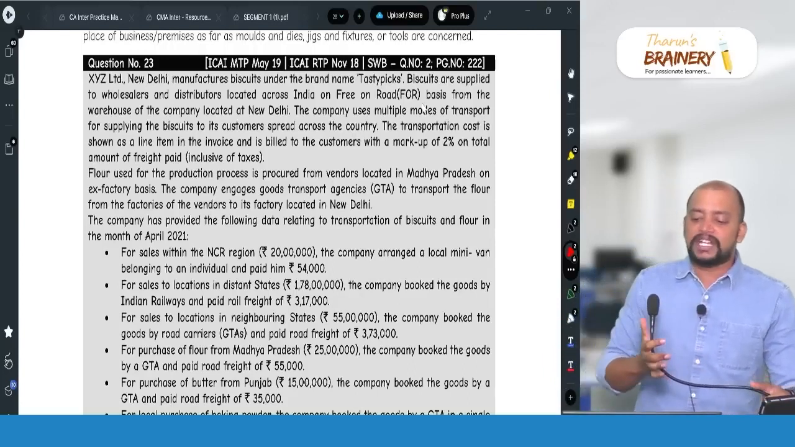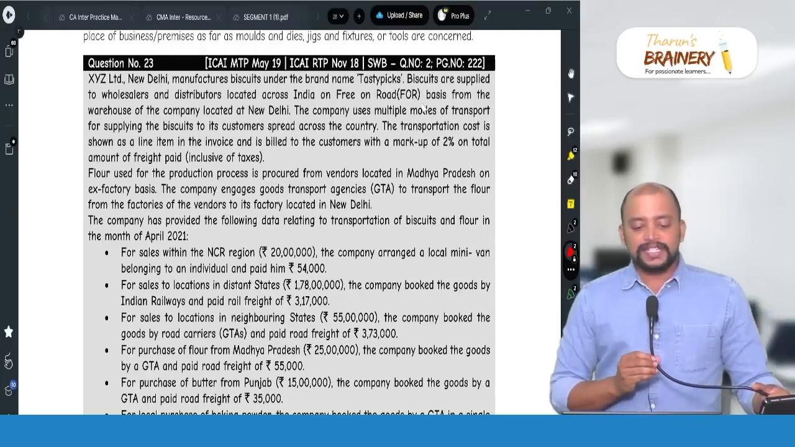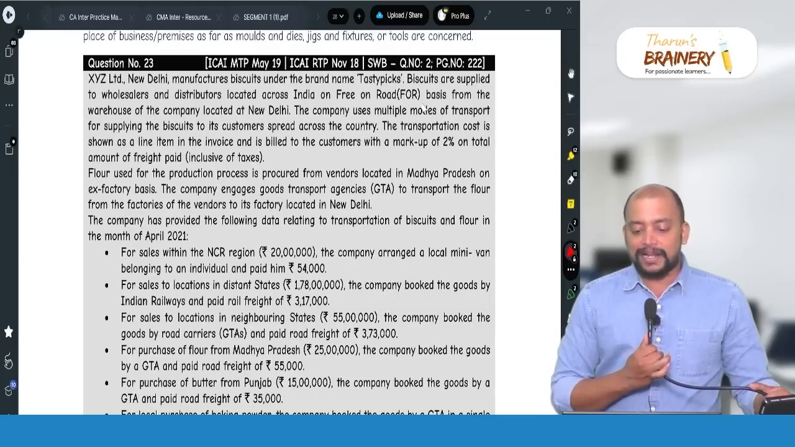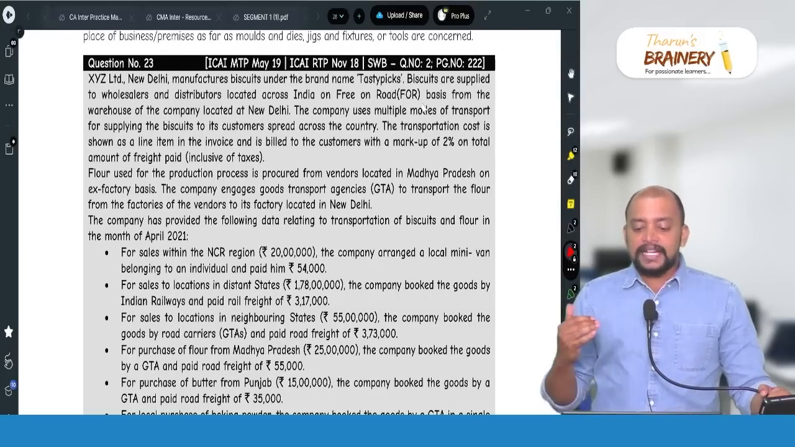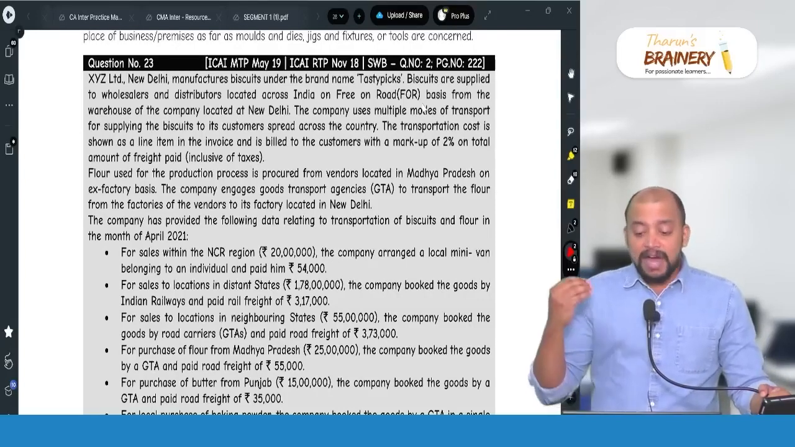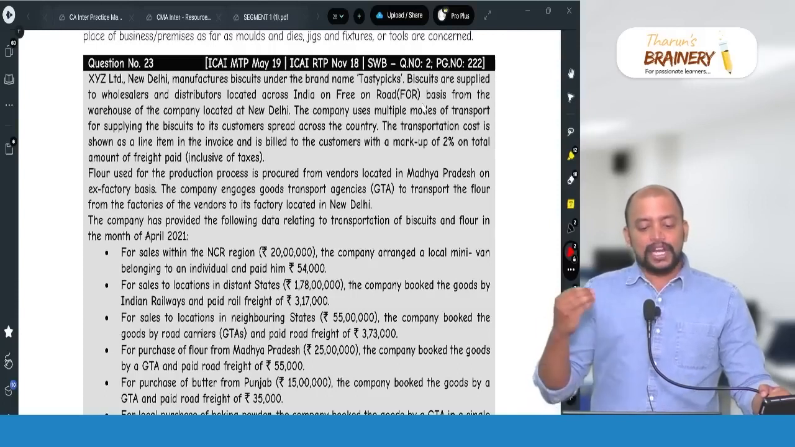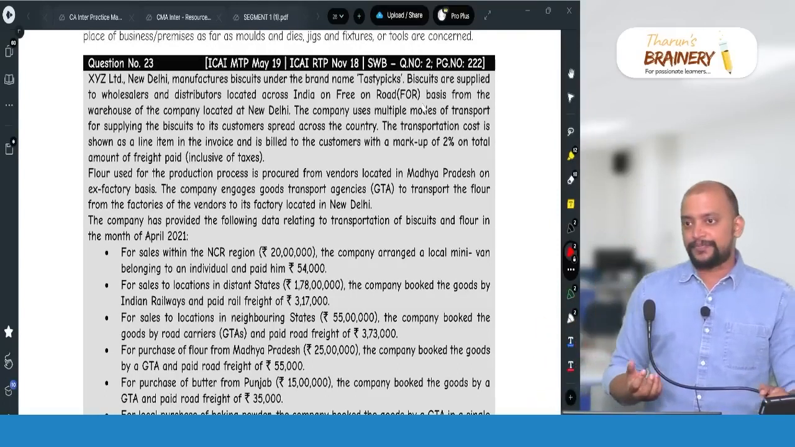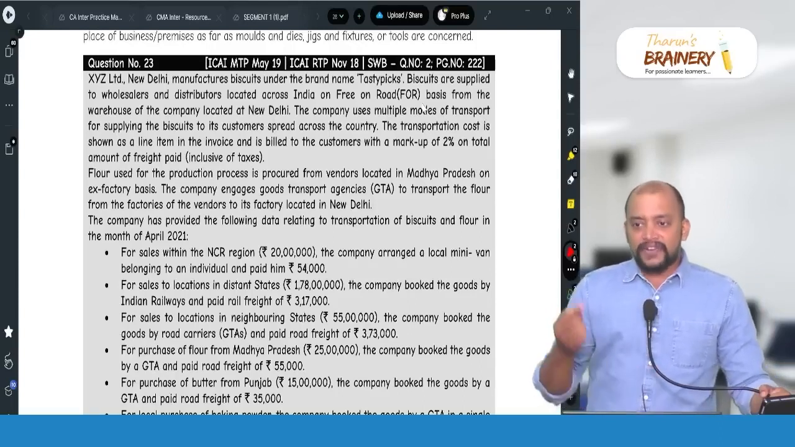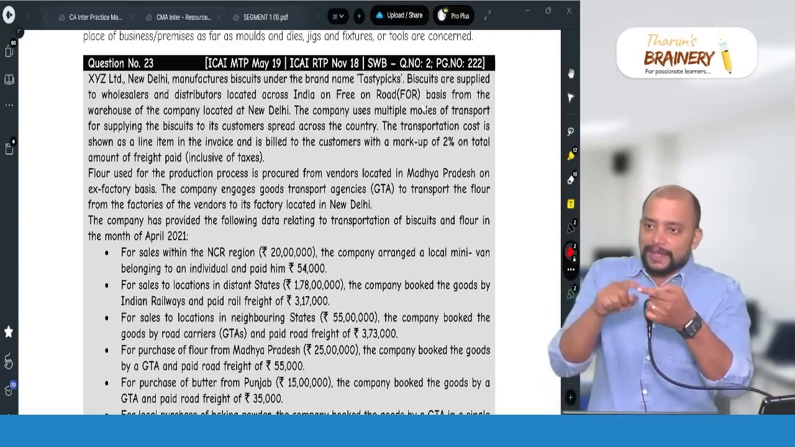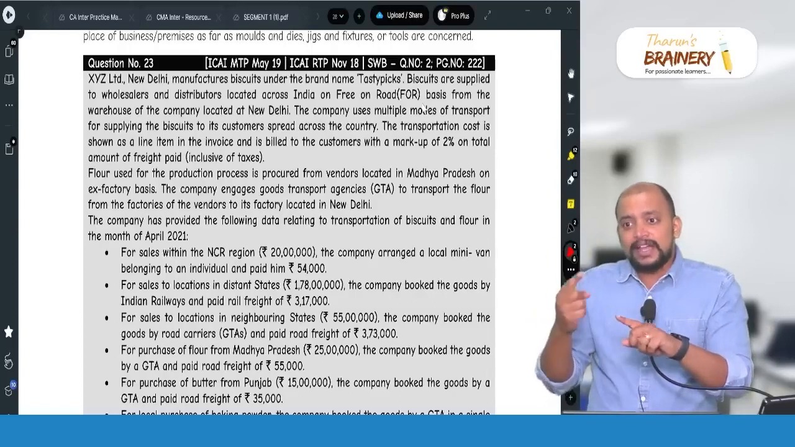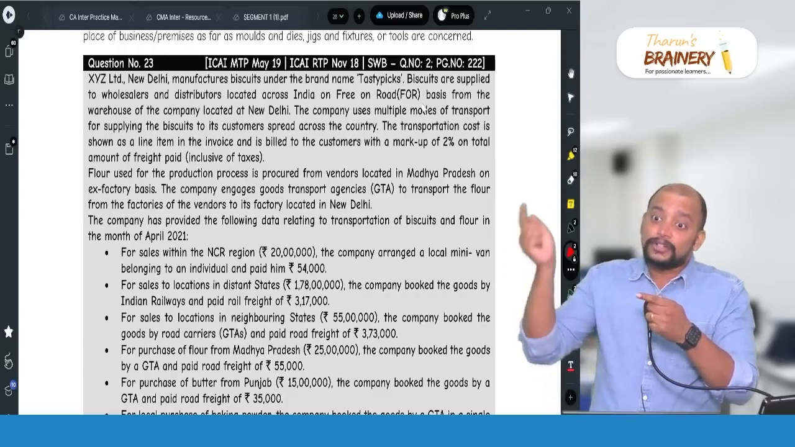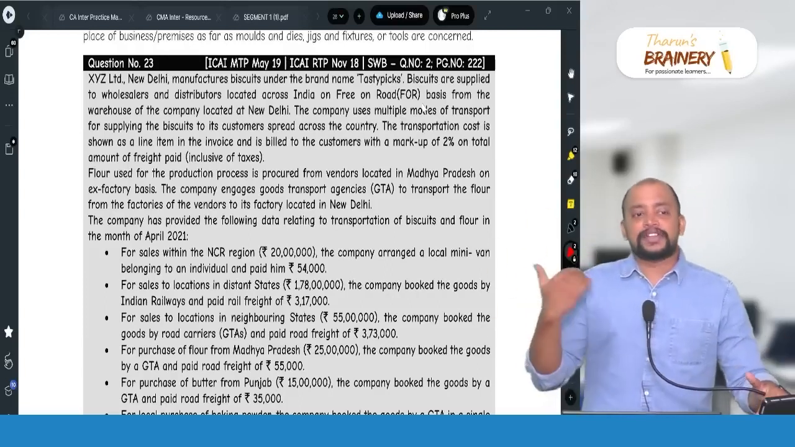The company uses multiple modes of transportation for supplying the biscuits to its customers spread across the country. The transportation cost is shown as a line item in the invoice and is billed to the customers with a markup of 2% on the total amount of the freight paid inclusive of taxes. Then on this freight, we need to add 2%. Whatever we are paying as freight is recovered fully with a 2% markup. So that should be added to the value.